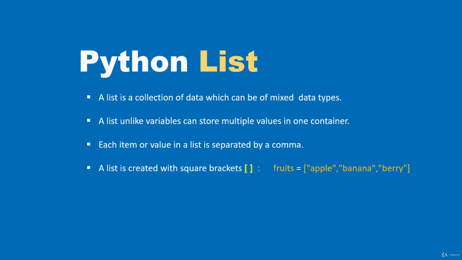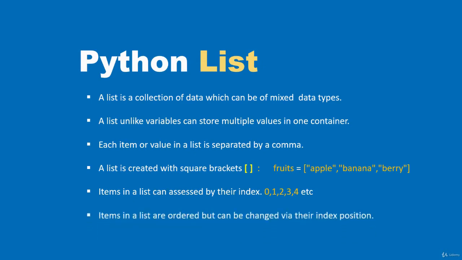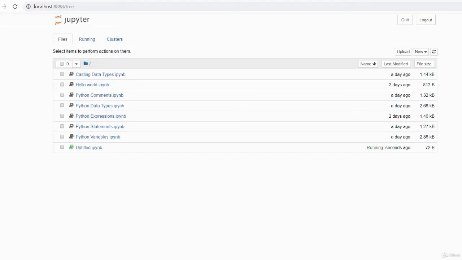You can access individual items in a list by their index position. So the first item is always index 0, the second item in the list is index 1, and so on. Also, you can change the order in which an item is positioned in a list by changing their index position. Let's create a new notebook.